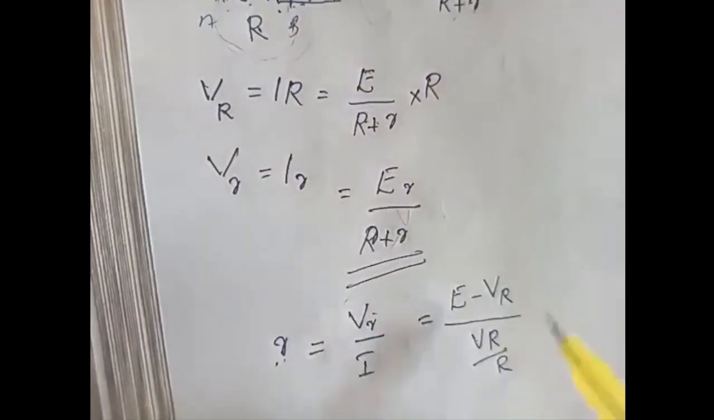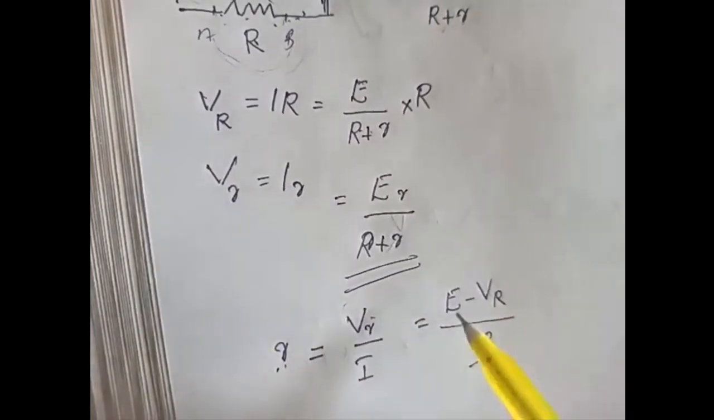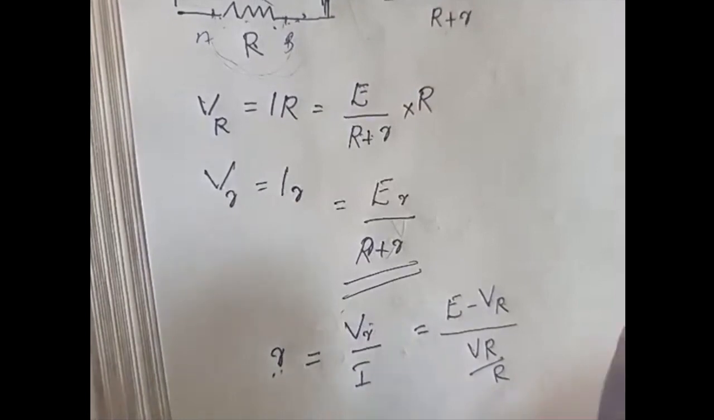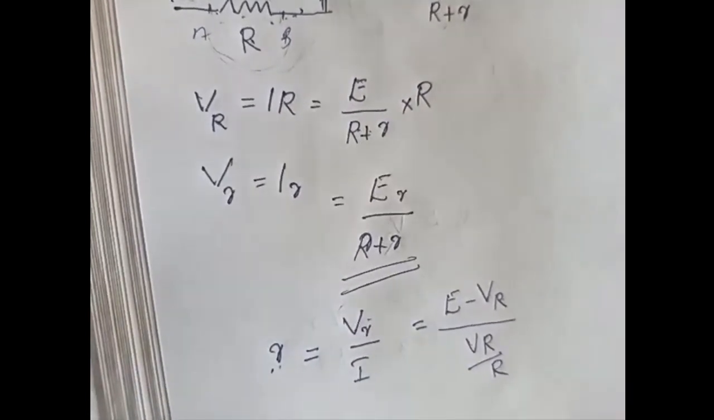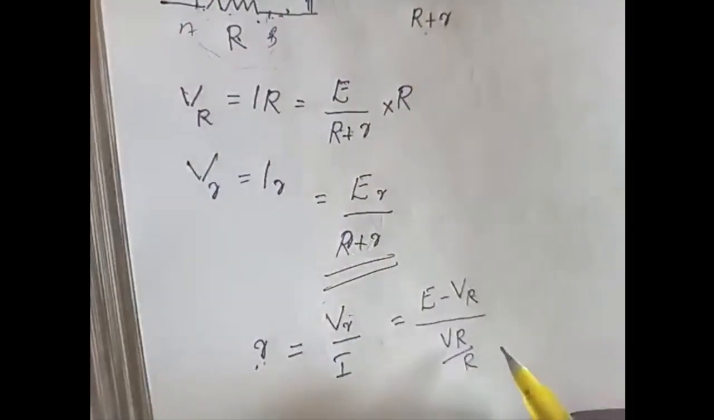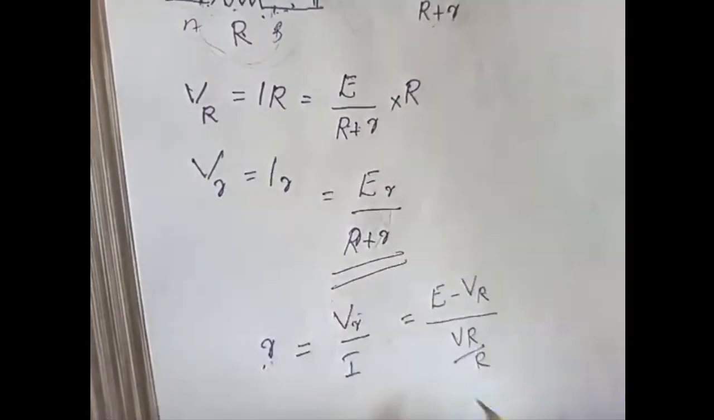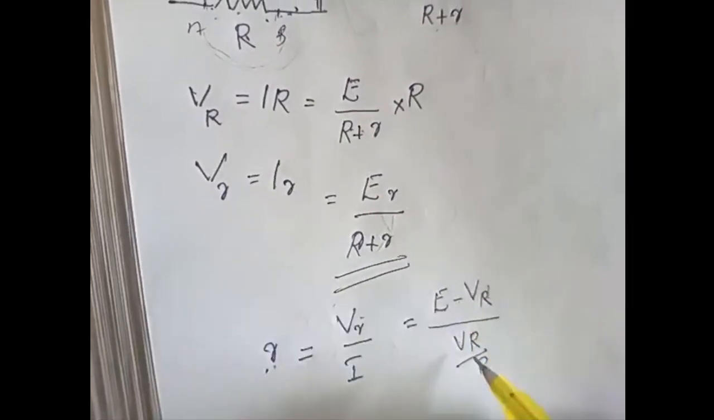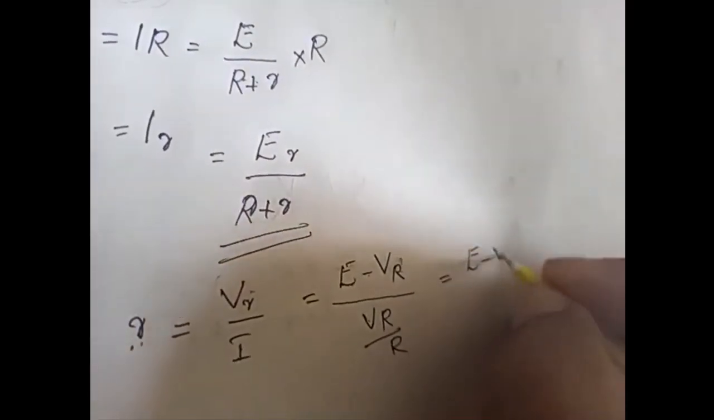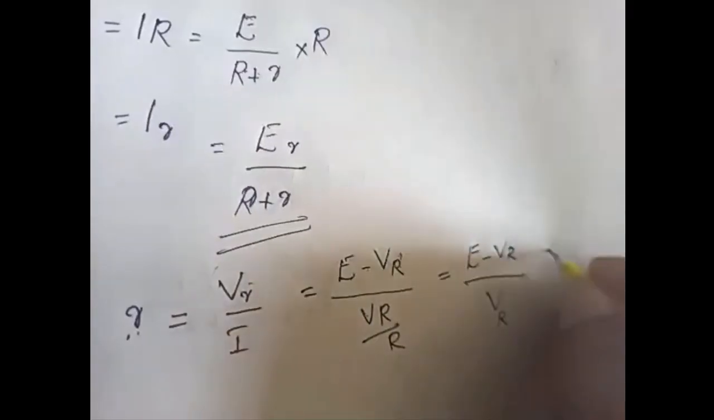Why do I write these equations? Because we have to get all these terms in known parameters. The EMF of a cell we can measure, and that is V of R, the potential difference across a resistance, which we can measure using a voltmeter. You can also find out the resistance you are applying. So you can find the internal resistance of a cell in terms of known parameters. That is E minus V_R by V_R into R, which will be equal to E minus V of capital R by V of capital R into R.